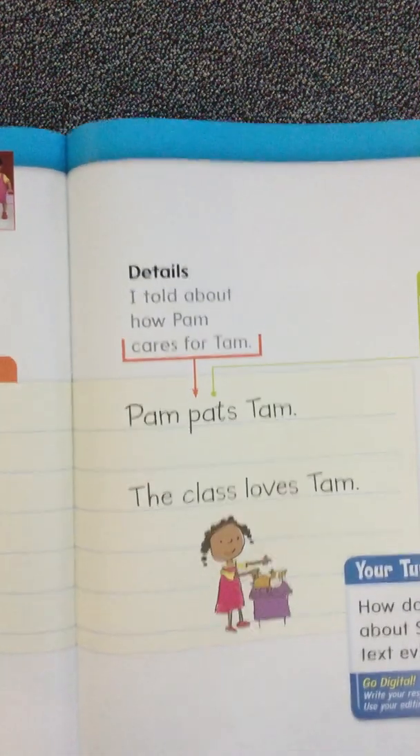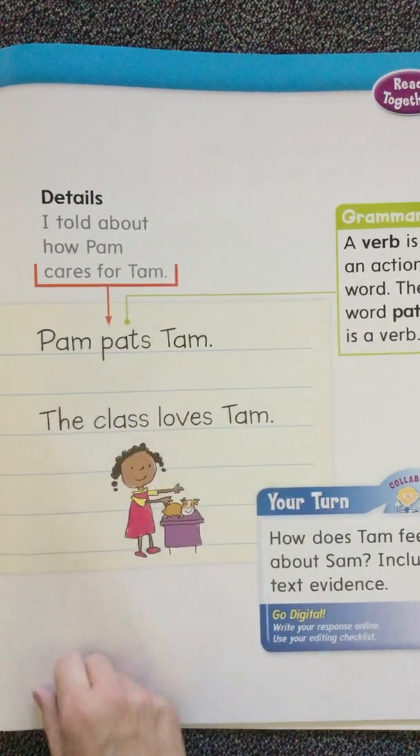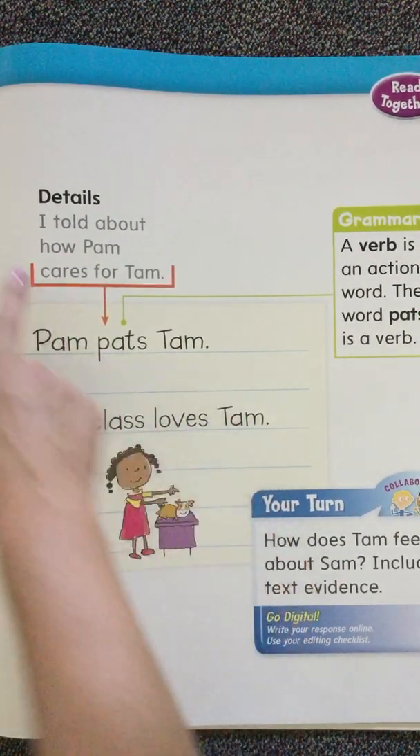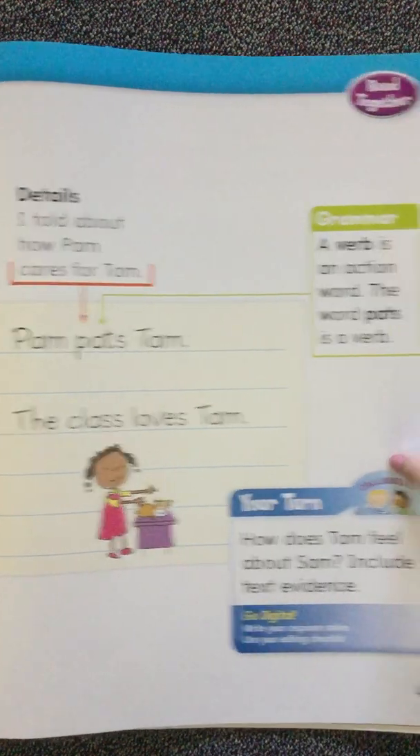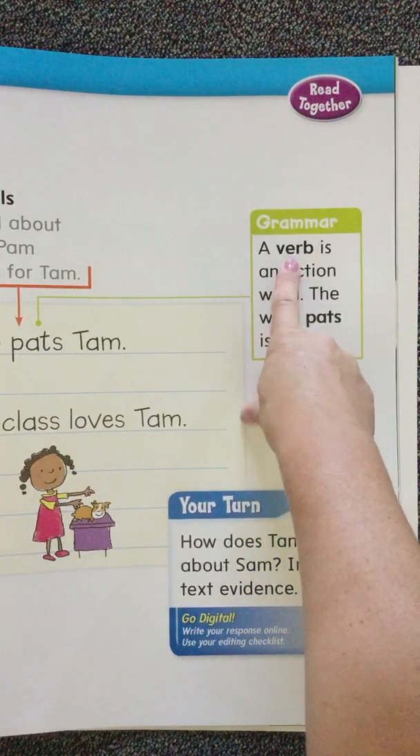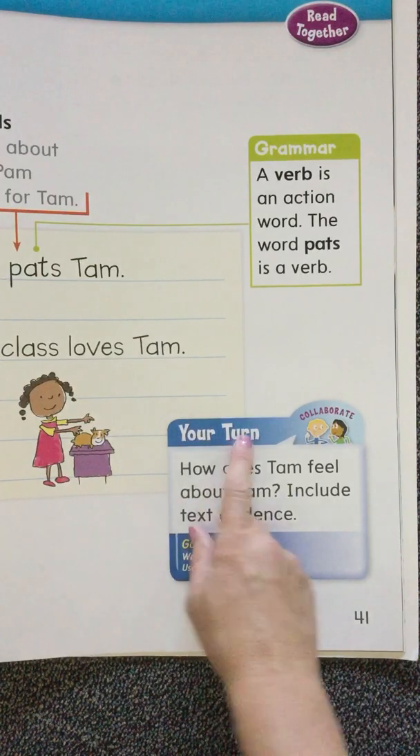What else did she write? She wrote, Pam pats Tam. The class loves Tam. Detail. I told how Pam cares for Tam. Grammar. Do you remember the word verb, those action words from our sentence pattern chart? A verb is an action word. The word pats is a verb. Now, let's see. It's your turn.